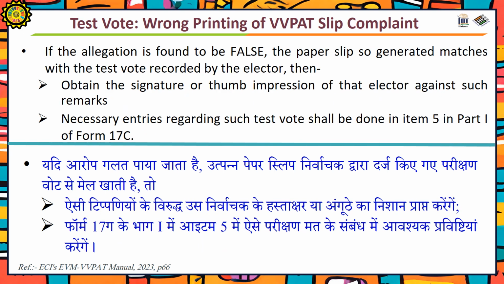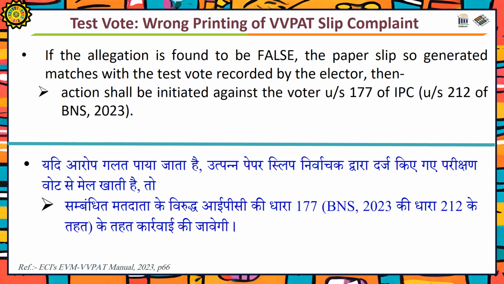Obtain the signature or thumb impression of that elector against such remark. Necessary entries regarding such test vote shall be done in item number 5 in Part 1 of Form 17C. Action shall also be initiated against the voter.